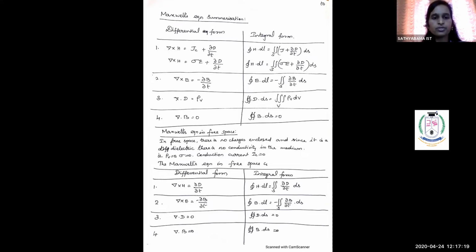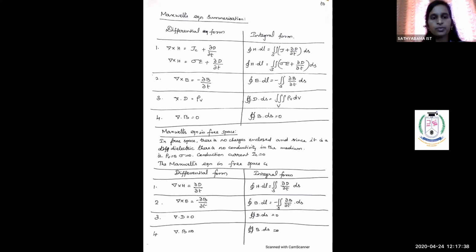Our second equation is what? It is derived from Faraday's law, that is del cross E is equal to minus dou B by dou t, and the integral form of the equation is line integral E dot dl is equal to minus surface integral dou B by dou t into dS.